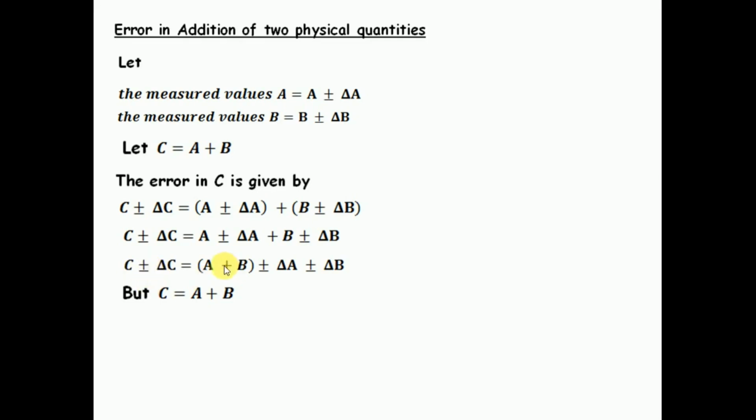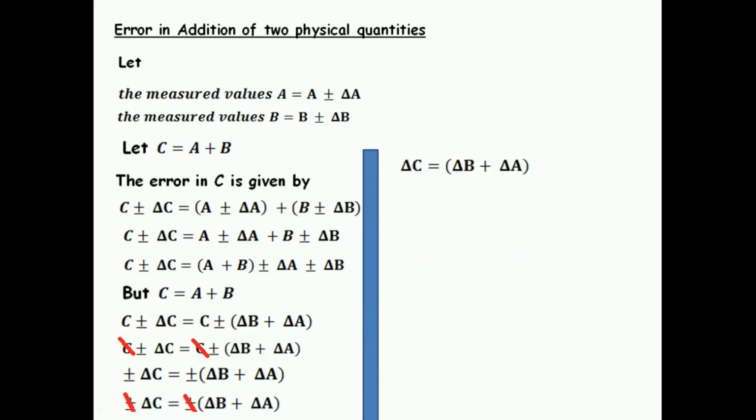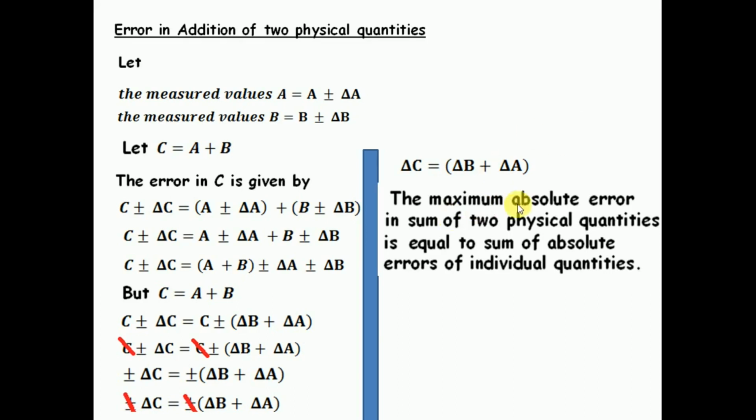But we know a plus b is c, so I'll put the value of a plus b, that is c. So this c and this c get cancelled, and I'm left with this. So this plus minus and this plus minus I can cancel. So I'm left with delta c is equal to delta b plus delta a. So the maximum absolute error in the sum of two physical quantities is equal to the sum of absolute errors of the individual quantities. So to get the error in c, I have to add the errors of a and b.